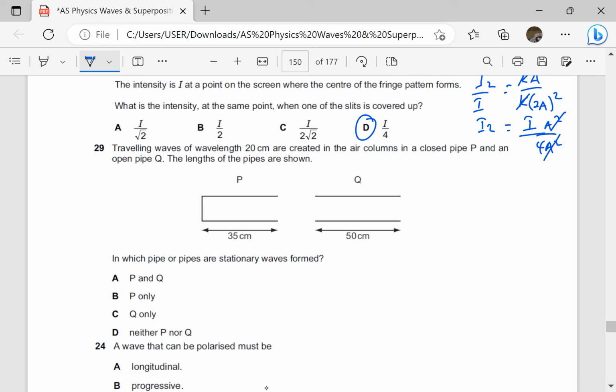Traveling waves of wavelength 20 centimeters are created in the air column in a closed pipe P and an open pipe Q. The lengths of the pipes are shown. In which pipe or pipes are stationary waves formed? Of course, whether the pipe is closed or open, there is always a stationary wave. So we can say P and Q.